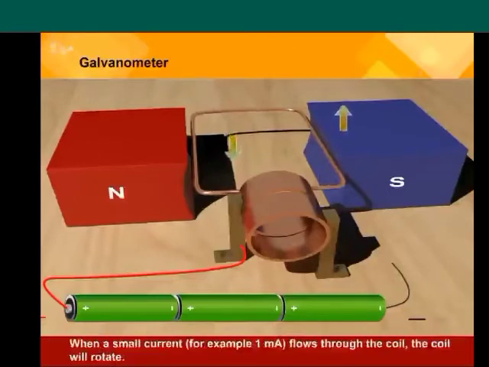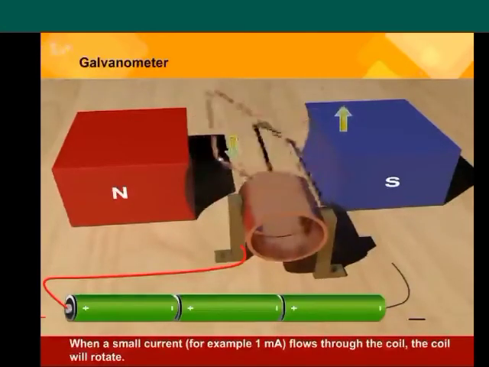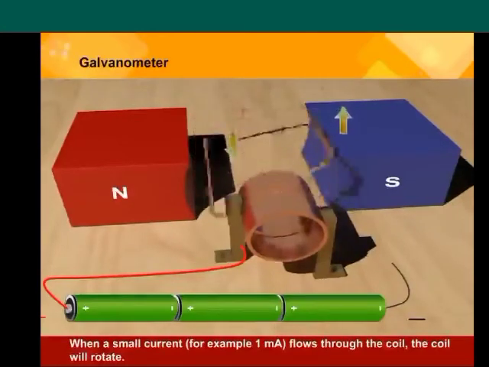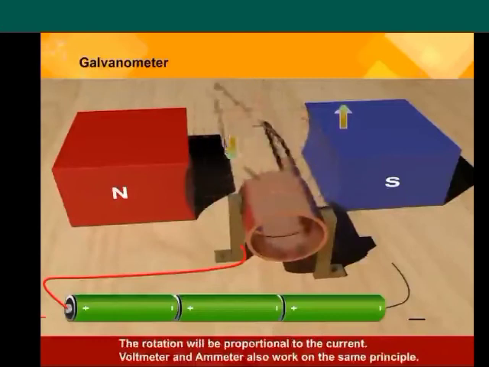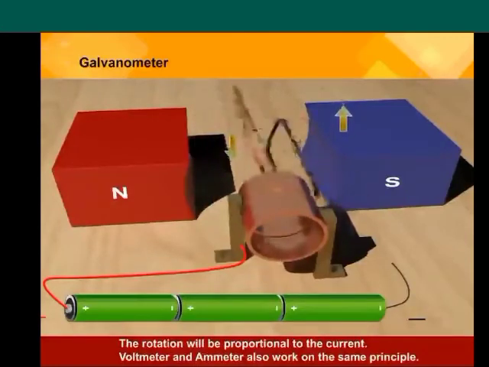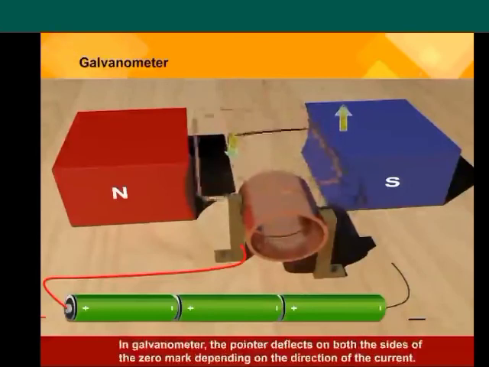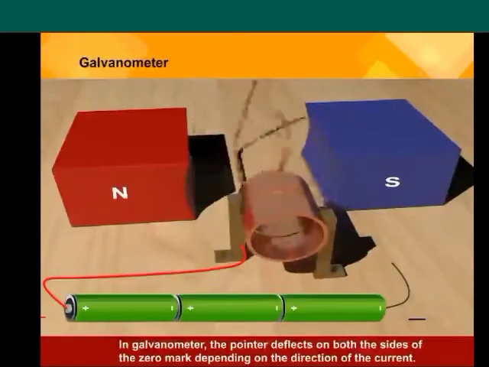When a small current, for example 1 mA, flows through the coil, it will rotate. The rotation will be proportional to the current. Voltmeter and ammeter also work on the same principle. In a galvanometer, the pointer deflects on both sides of the zero mark depending on the direction of the current.